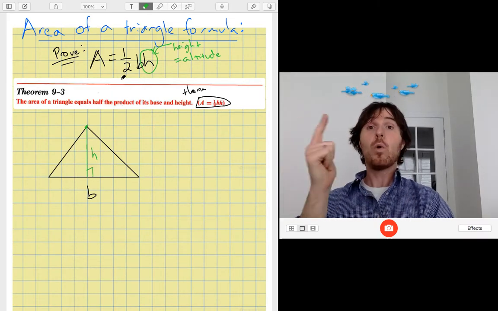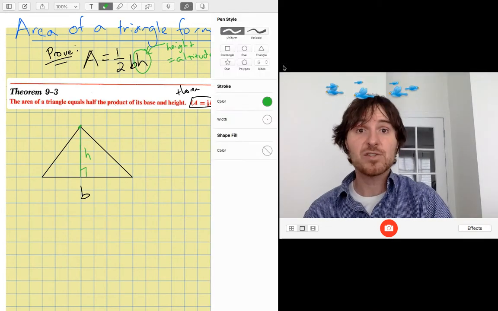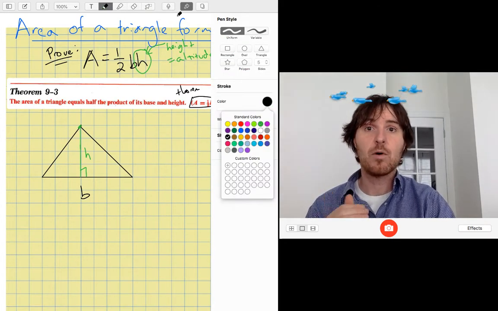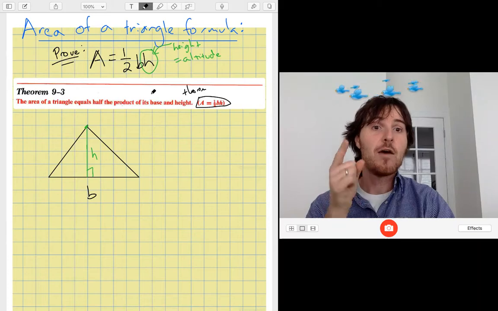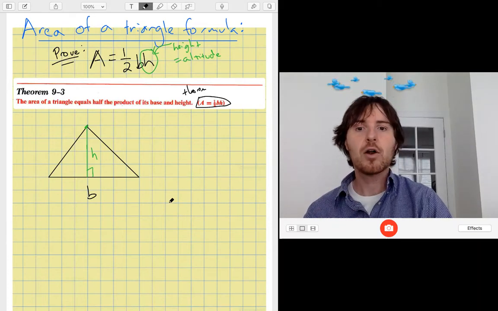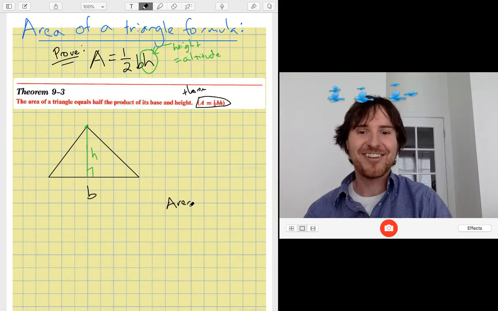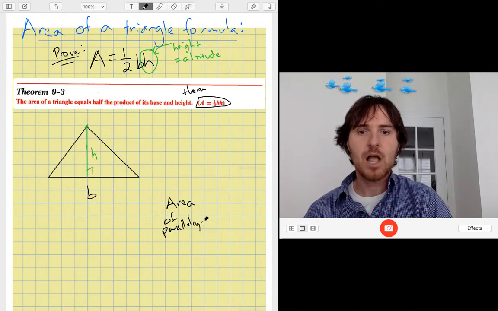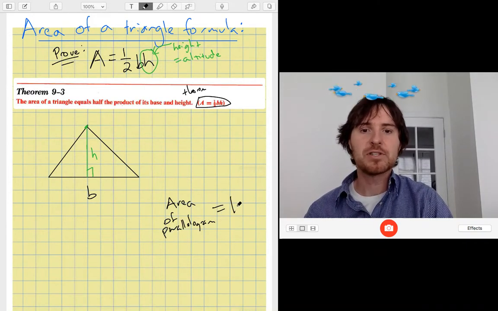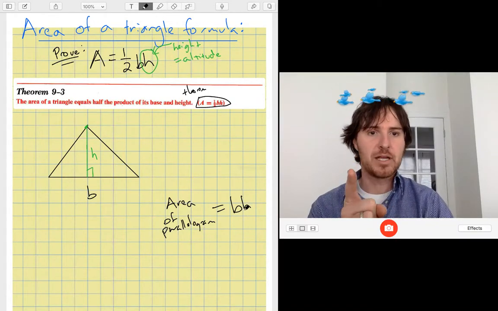How do I prove this? Well, we've seen this. Hey, guys, check this out. We've seen this b times h for parallelograms here. So I'm going to write this before I even draw it. Area of a parallelogram, I'm just going to use the formula equals b times h. That's the formula here.